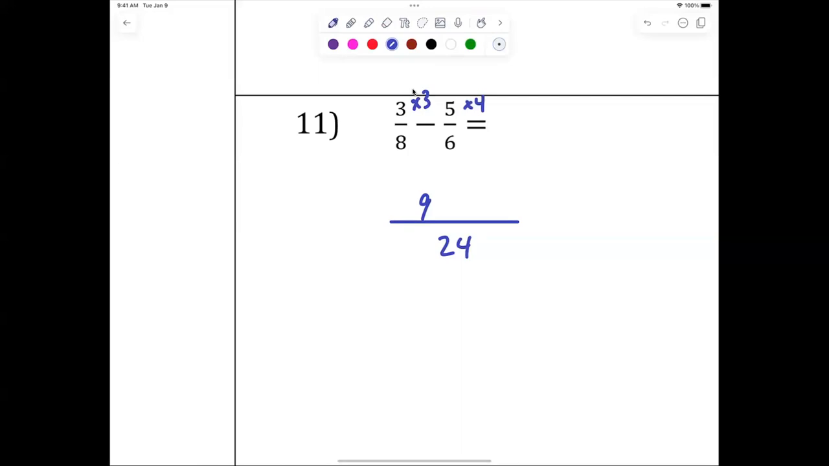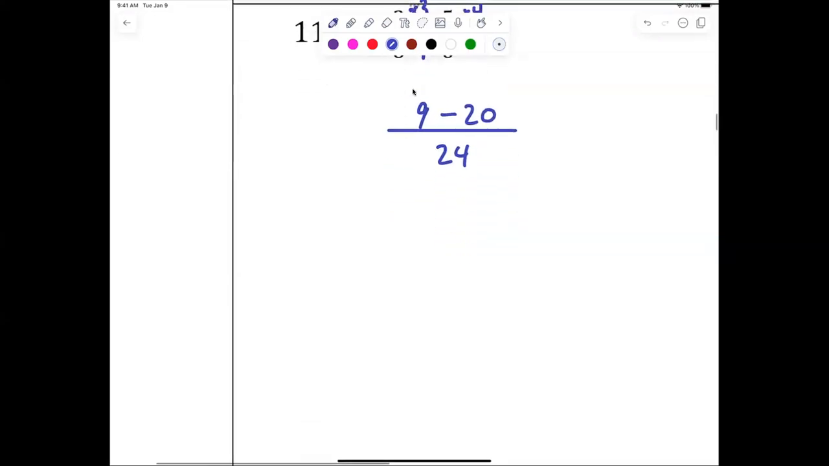Minus 20. All right. And now knock it out. 9 minus 20. So, 12. Close. 13. Well, -11. -11. Don't be worried. -11 over 24. Perfect.